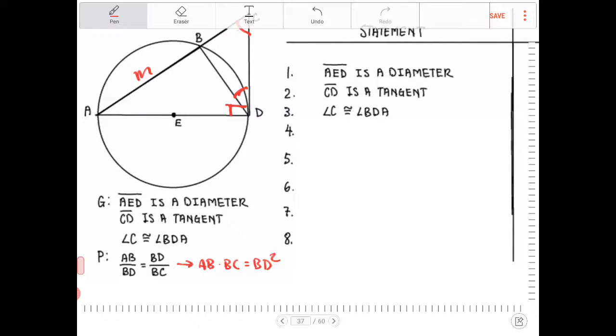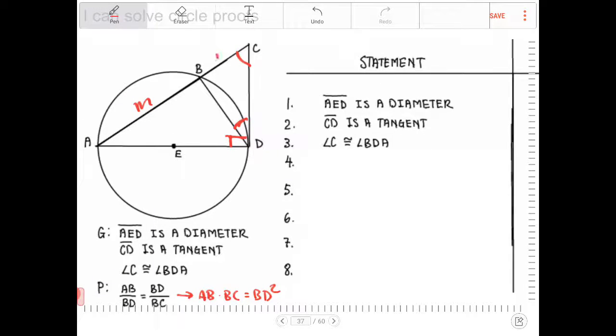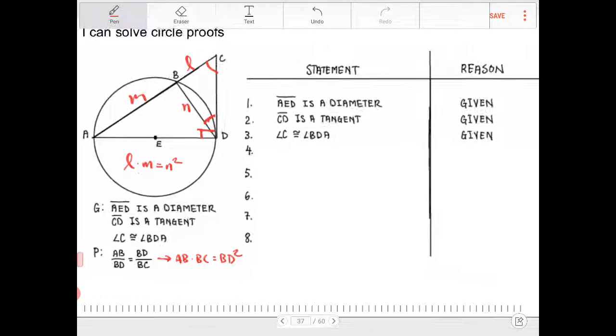M, N, and L, right? What's the relationship? I think I wrote it like this in the previous lesson. I said L, M, and N, right? L times M is equal to N squared. Remember that? Isn't that what the situation is right now that we have here? So this is going to be true because of the geometric mean.